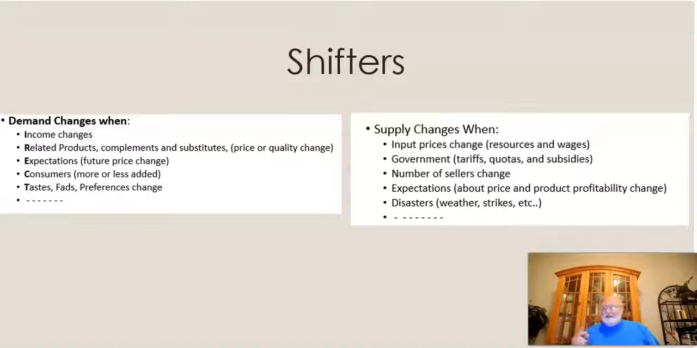So I'm going to give you 10 scenarios on this assignment. And what you're going to do is figure out which is being affected. Is it supply or demand? What you see on the demand side on the left is that if there's a change in one of these, demand will go up or down. And on the right, if there's a change in one of these, supply will go up or down.